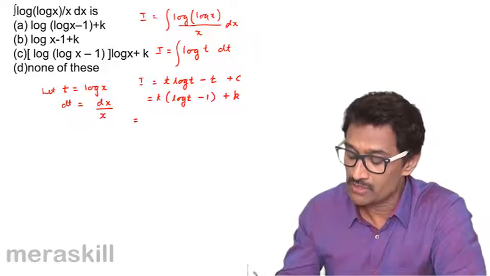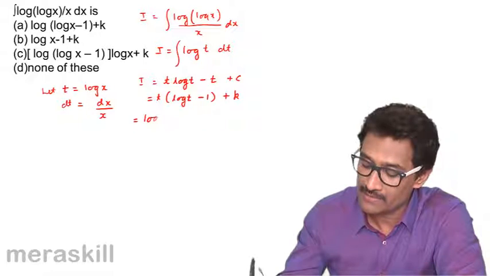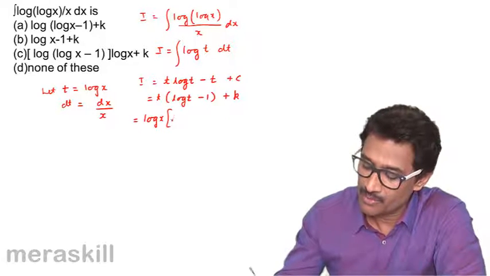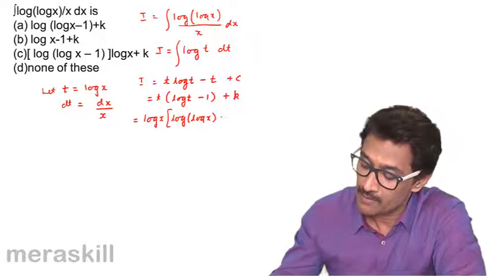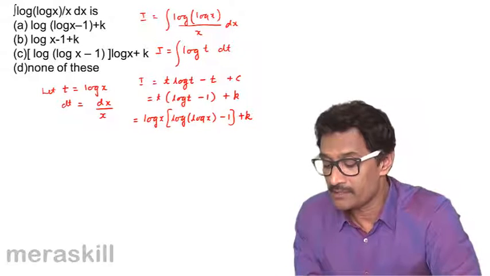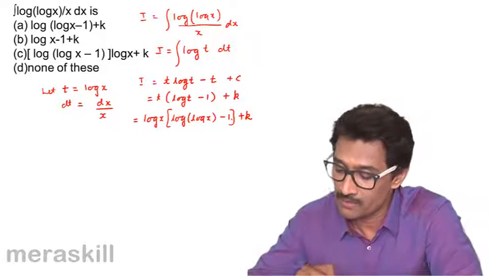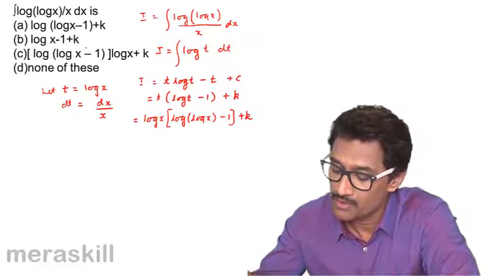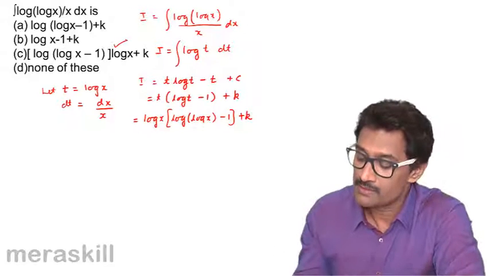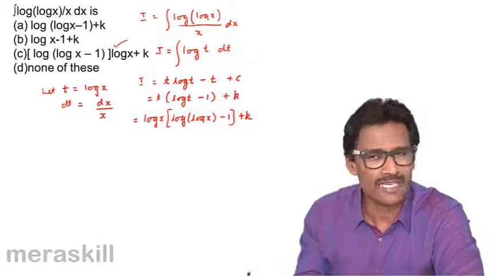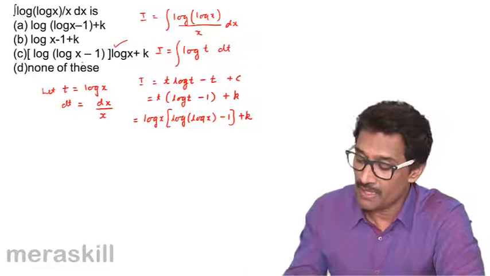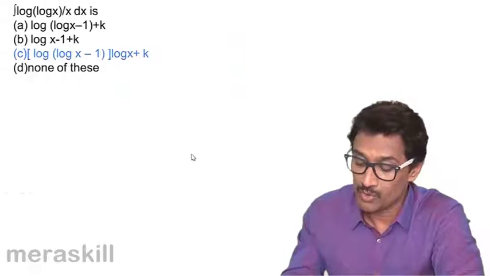So you can take t common and you get t times log t minus 1 plus the constant. Now we substitute the value. T is nothing but log x, so it is log x into log of log x minus 1 plus the constant. So among these, it's going to be option number C. Log x taken to the left, log of log x minus 1, plus k. Okay.